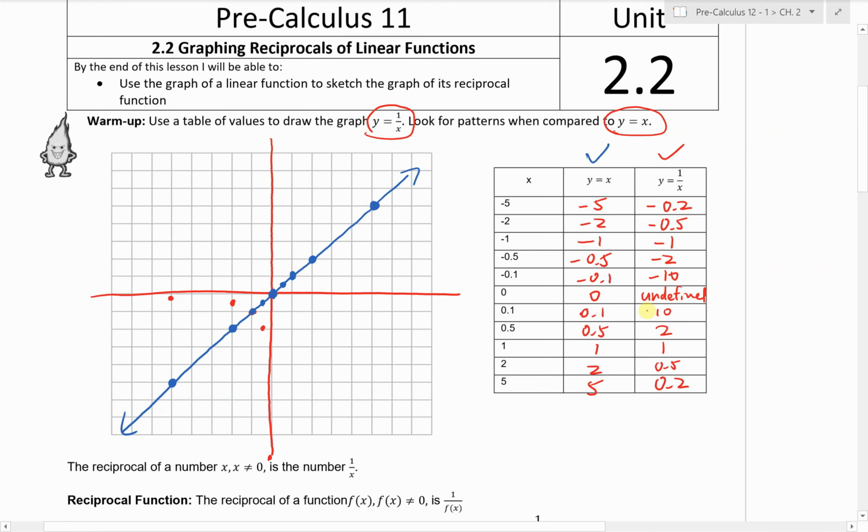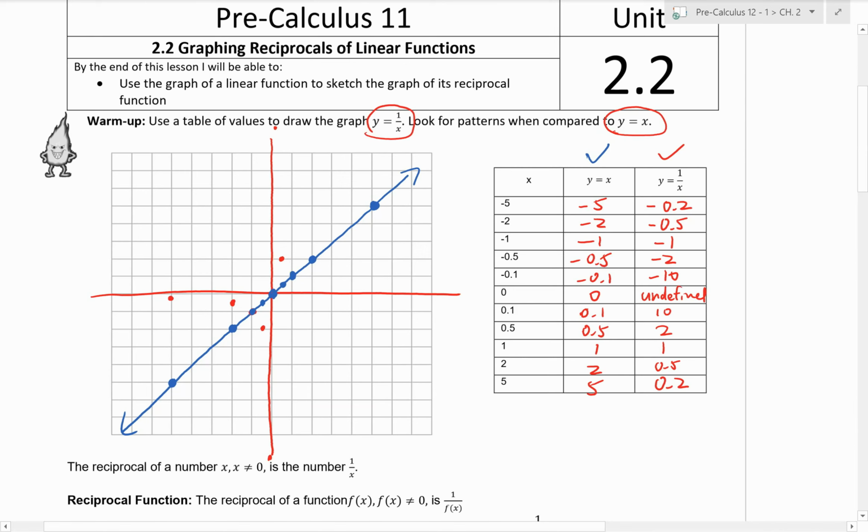Okay, now we continue. At 0, it's undefined, okay? So then that's okay, we'll continue. When x is 0.1, the y value is 10. Do I have 10 here? 1, 2, 3, 4, 5, 6, 7, 8. Okay, somewhere here. When x is 0.5, the y value is 2. Okay, so that's somewhere here.